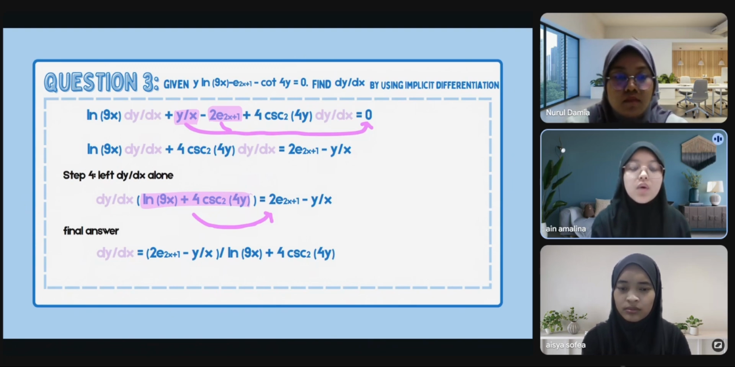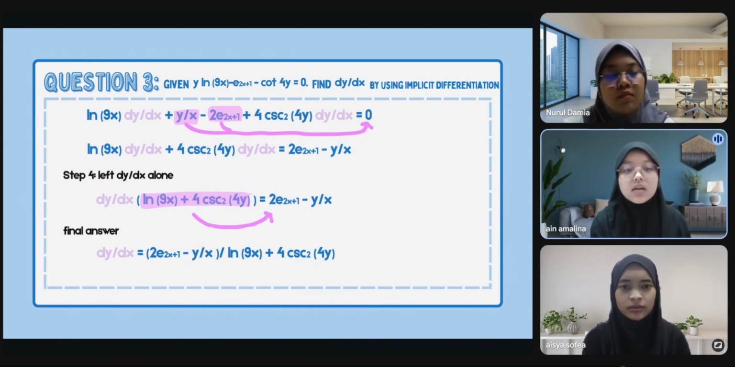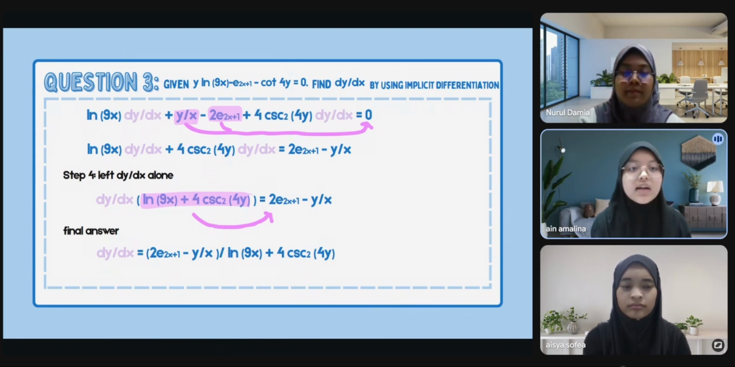Next step is we will leave dy over dx alone. This means that we will move the term that has dy over dx to the right side. So we move ln x plus 4 cosec square 4y to the right side, and we will divide. So the final answer is going to be dy over dx equal to 2e to the power of 2x plus 1 minus y over x, divided by ln x plus 4 cosec square 4y. So that is the final answer for question 3.